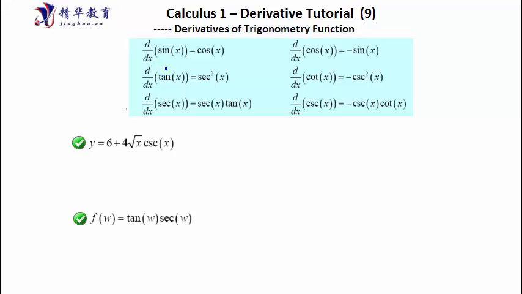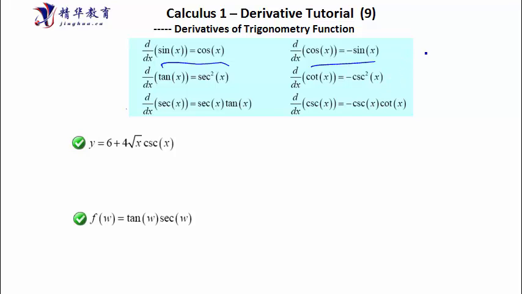Let's see. At least we remember once: sine derivative is cosine. Cosine derivative is sine, but negative. So these two are easy to remember. Sine derivative is cosine. Cosine derivative is sine, but negative. That's it. What about tangent?